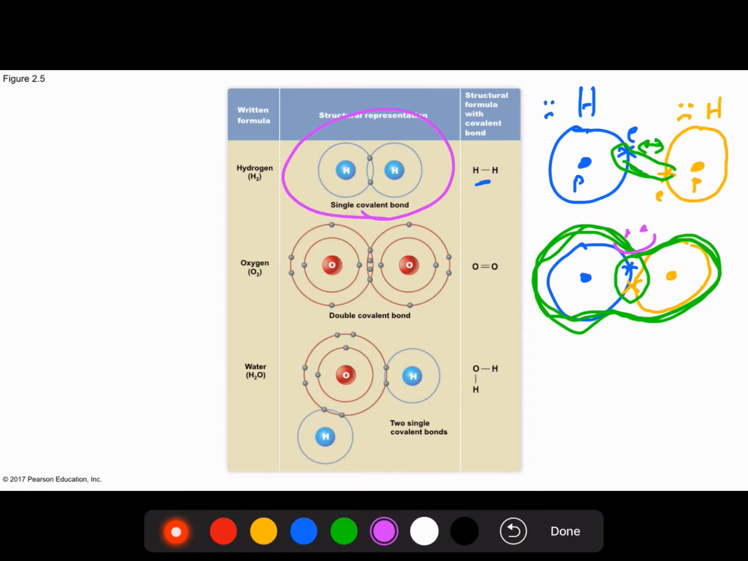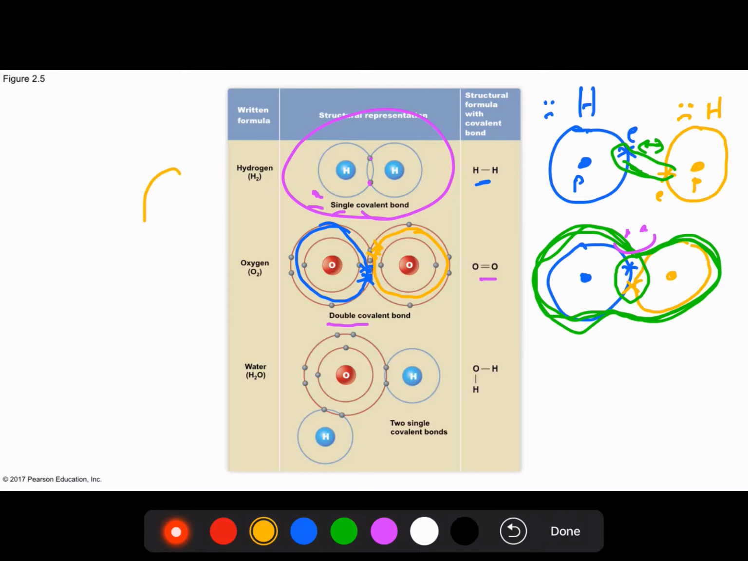And that is exactly what's happening with hydrogen. Now it's a single covalent bond because each one of these atoms contributed one electron. So this is single, just one electron. However, with oxygen, it is a double covalent bond. And I think you can guess it. Yep. Each atom contributed, let's say this is the blue one, two electrons.